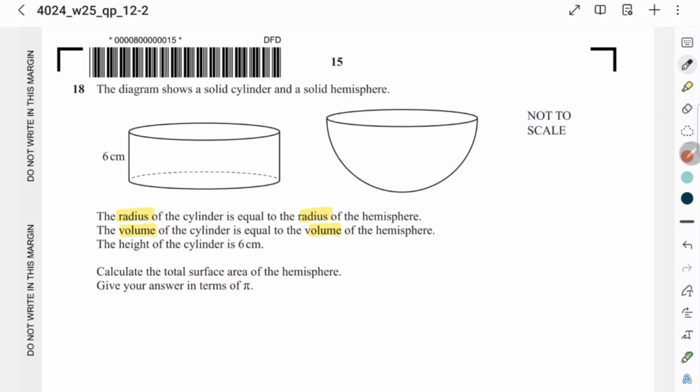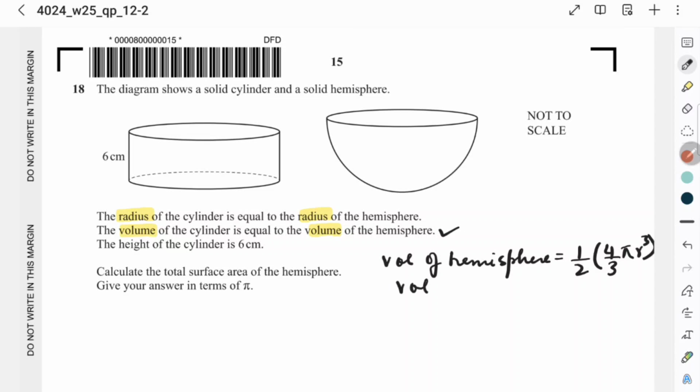So now, we just use that the radius of the cylinder is equal to the radius of the hemisphere. So the volume of the hemisphere is equal to half of 4 over 3 pi r cube, because 4 over 3 pi r cube is the volume of the sphere. Then the volume of the cylinder, we know that it is equal to pi r square h. They both have the same radius, and the volume is also equal. Height is given for the cylinder as 6.